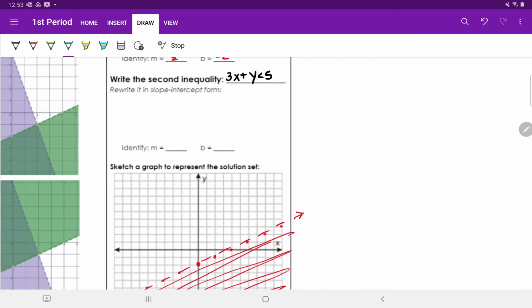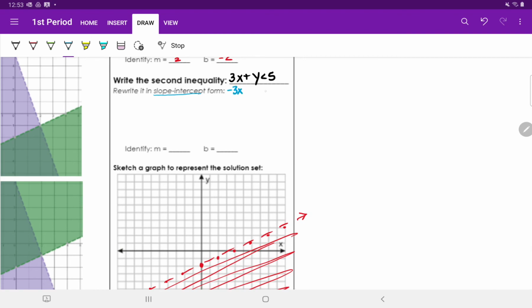So with this second inequality, again, we're going to rewrite it in slope-intercept form. So we start by getting y by itself on the left, which means I have to subtract 3x from both sides. That's going to give me y is less than negative 3x plus 5. Oh, we're already done with that one. That was quick. m is negative 3, b is 5.